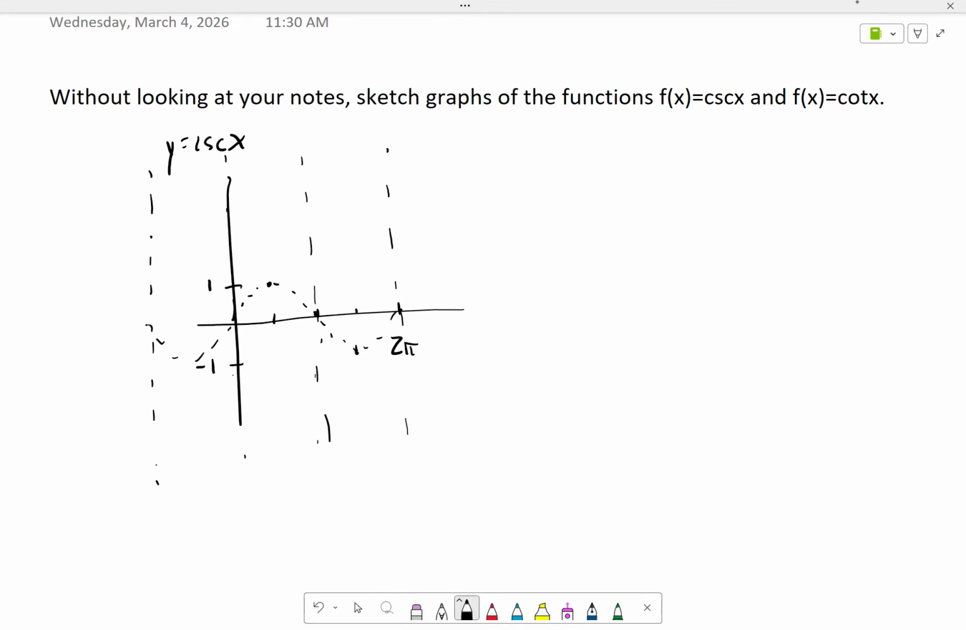Oh no. Wait, hold on. Oh shoot! I'm sorry. What did I mess up? I don't know why that happened. It's like the negative. You know how cotangent is like this, or cotangent is like this. It's like the other way. It's just the other way.